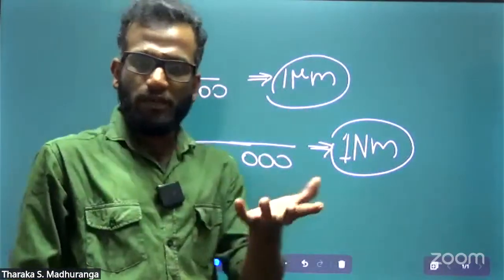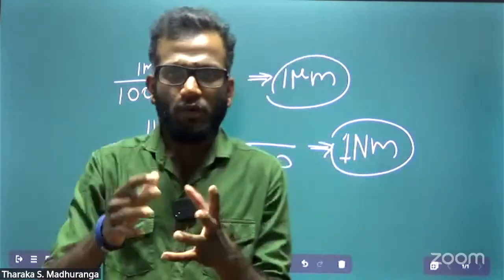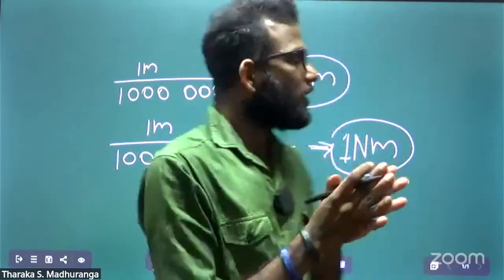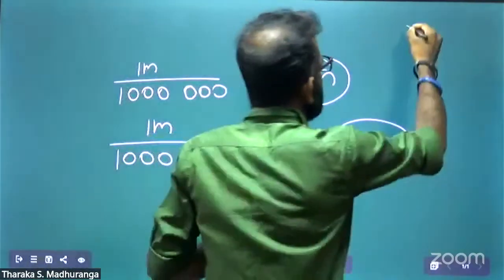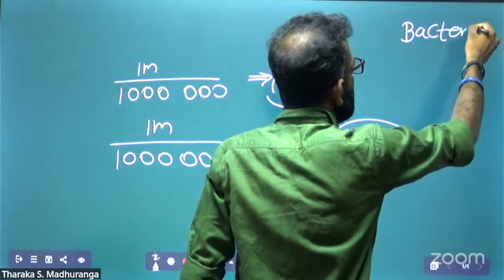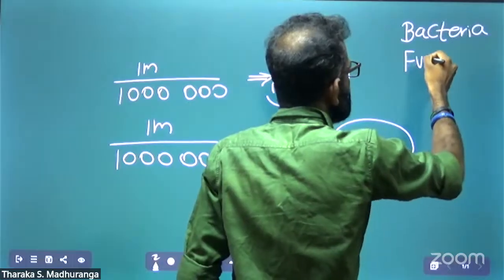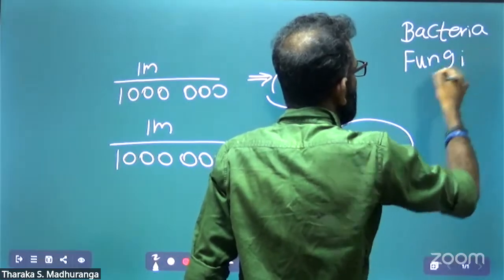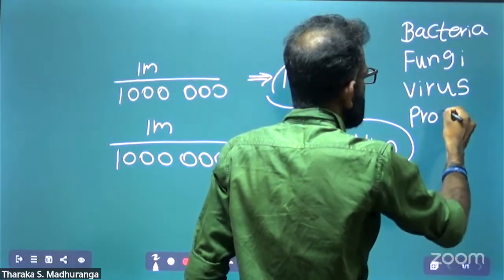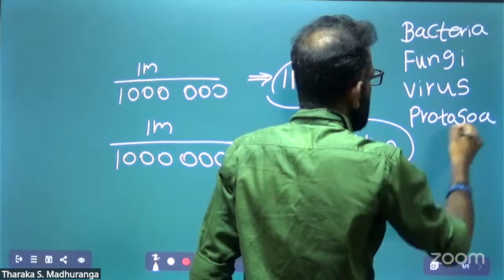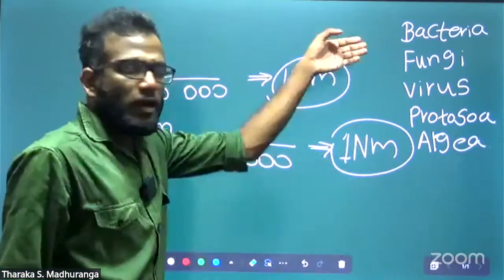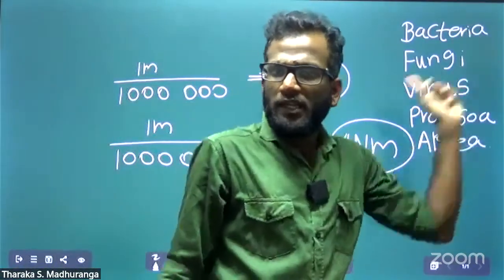Do you know the different types of microorganisms? You already know. Last day also I explained. Normally 5 types: bacteria, fungi, virus, protozoa, algae. They are the microorganisms.